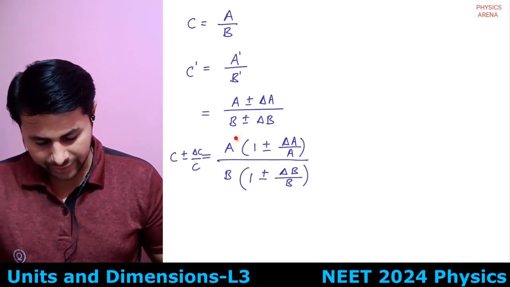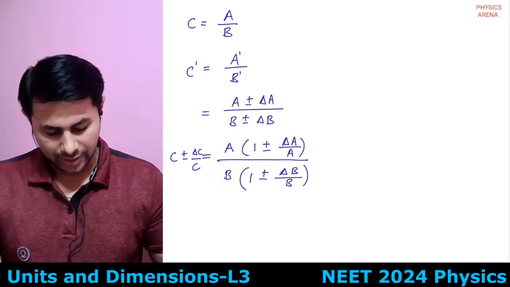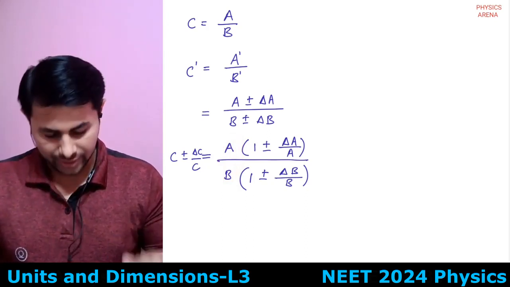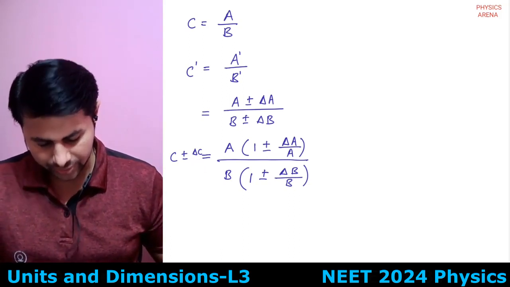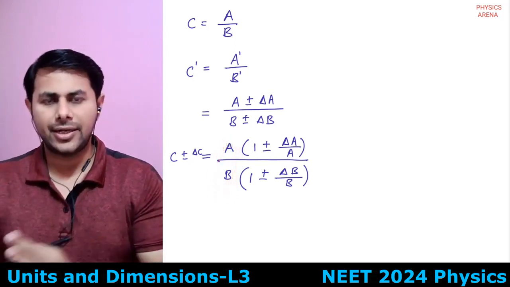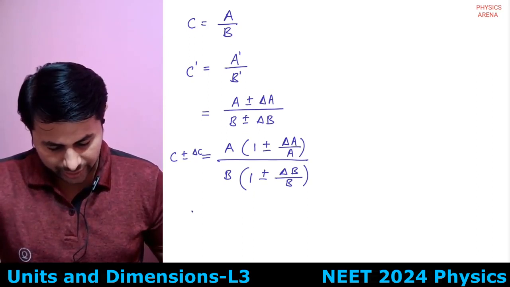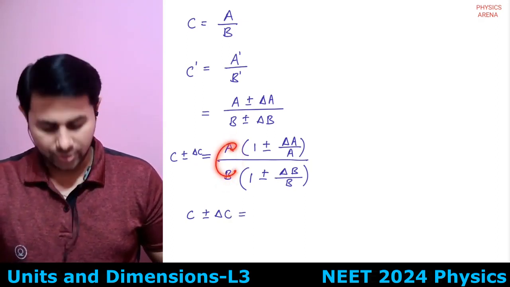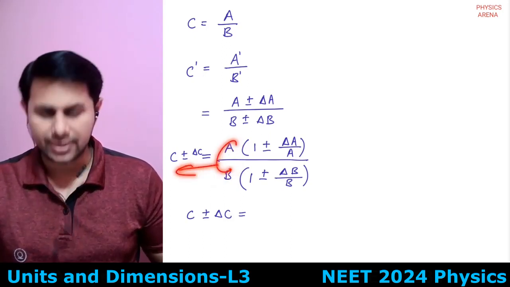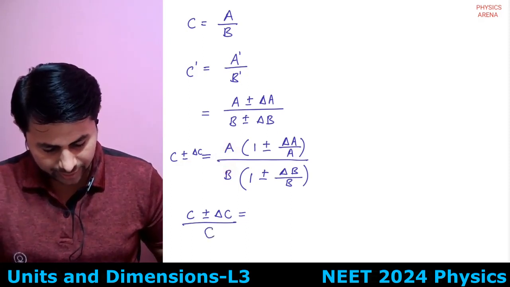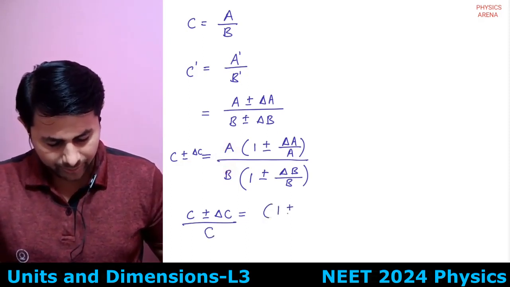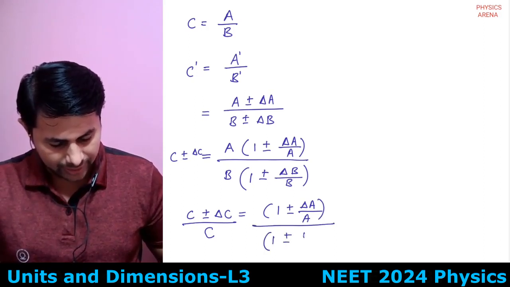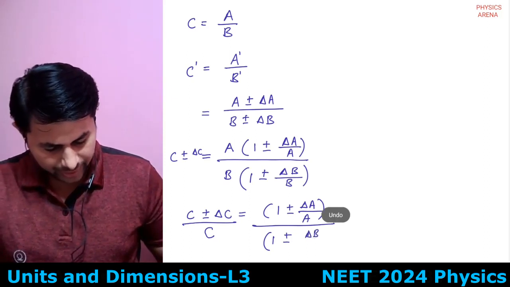And what is this A divided by B? So A upon B is equal to C. So I can write this as C and I can take it on left hand side, so it goes into the denominator. Oh, I wrote delta C by C over here. I'm sorry. So what can I write? C plus minus delta C upon C, and this A upon B can be written as C. So it's in multiplication on the right hand side. If I take it on the other side, it goes in denominator. So on right hand side, I'm left with 1 plus minus delta A upon A, and in denominator, 1 plus minus delta B divided by B.